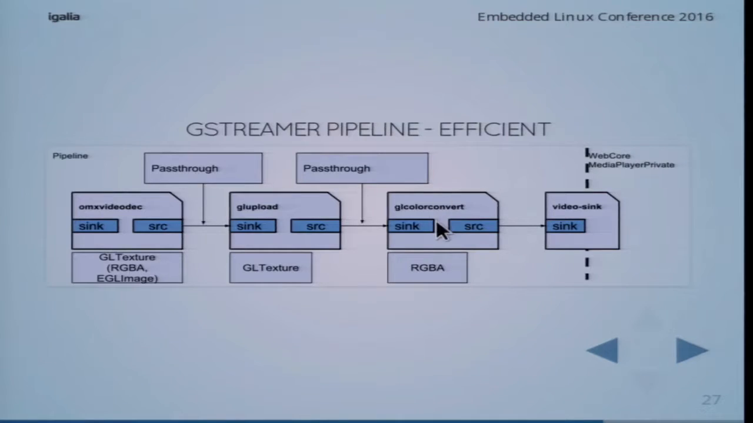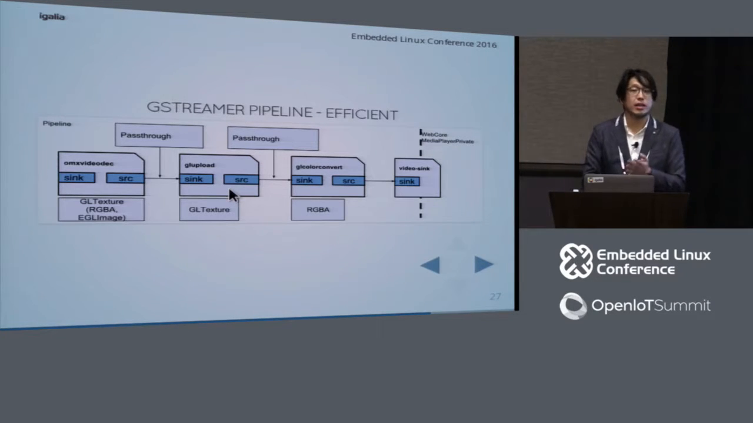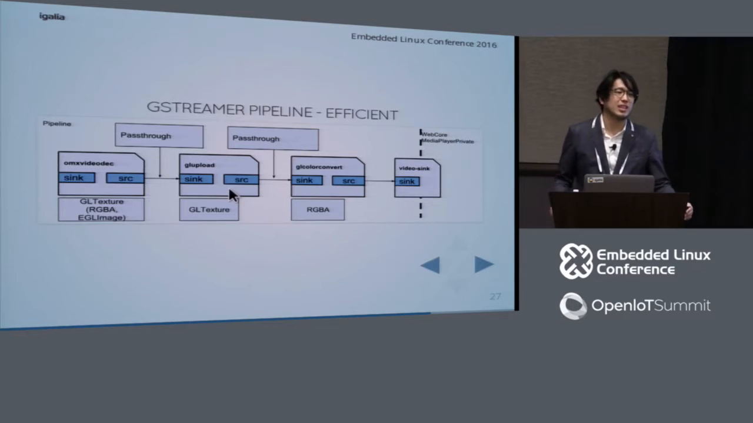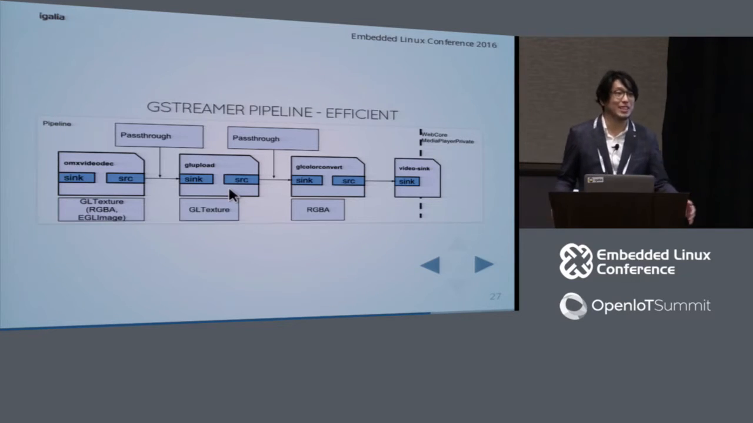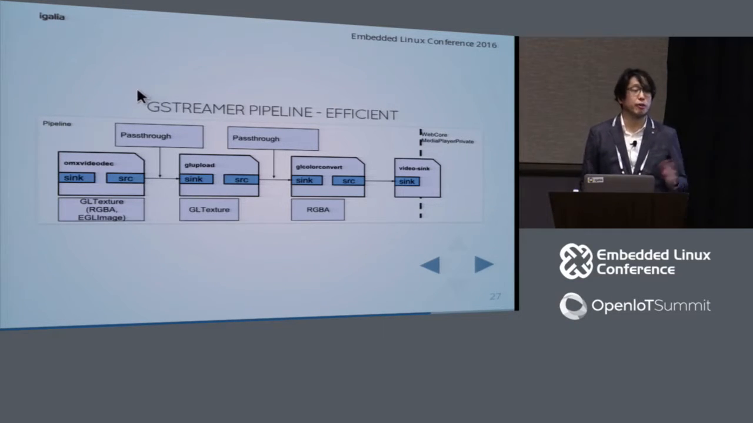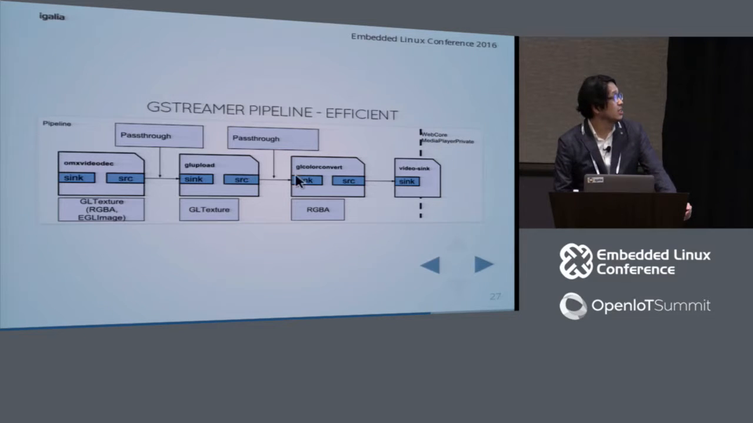We still have a GL color convert and GL upload element in our pipeline, but it is just in case the codec is not supported by GST-OMX. I do not know much about those codecs, but if there are some codecs which are not supported by GST-OMX, in that case, we can use another decoder and then upload those frames to the GL. So it is just in case. Those two elements are just in case to handle exceptional scenarios.